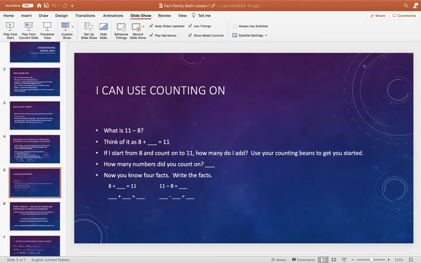And you may have too, but we're calling it a number bond this year. If I start at number 8 and count on to 11, I'm going to use my fingers or my counting beans, and I would say 8, 9, 10, 11. How many numbers did I count on? 3. So now that we know the 4 facts, you're going to write in the facts here from that family.